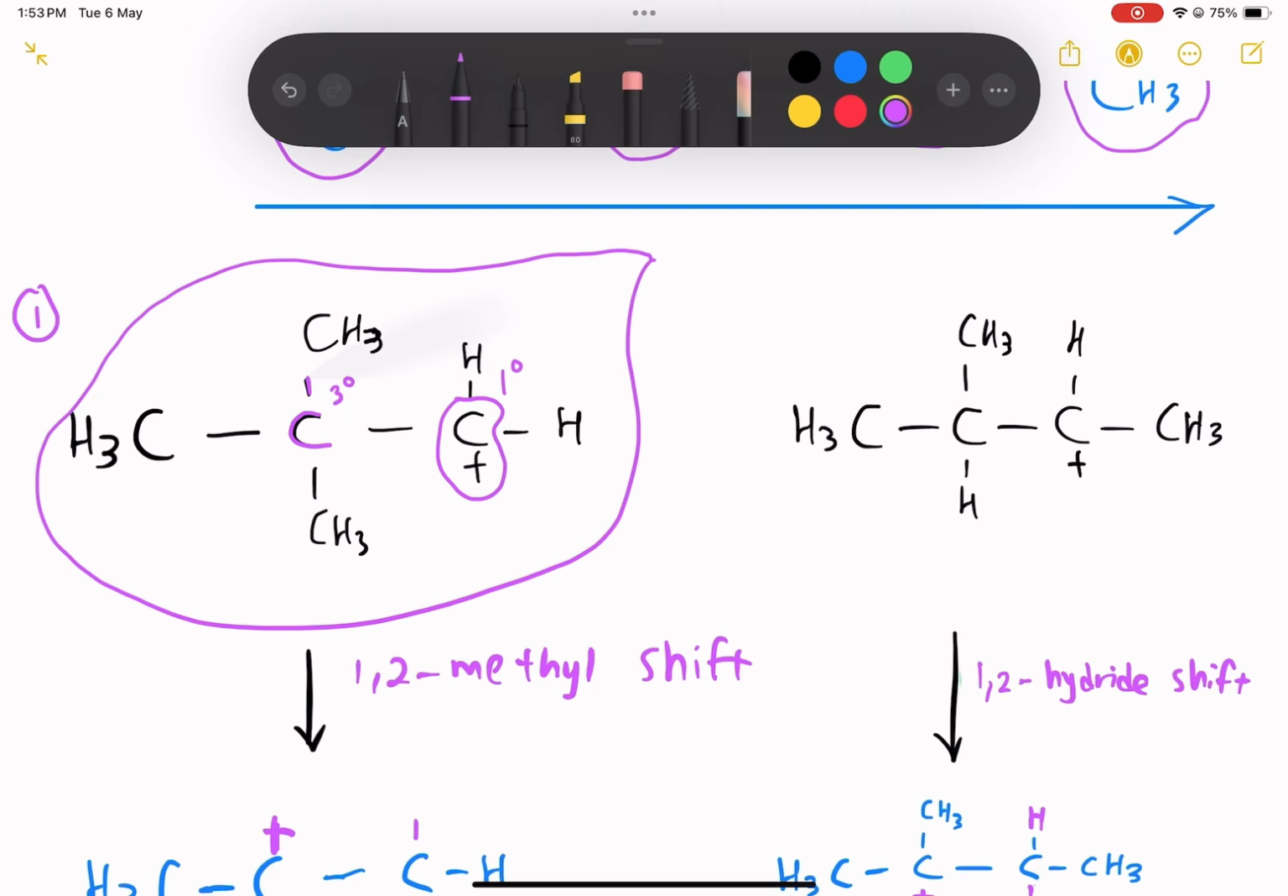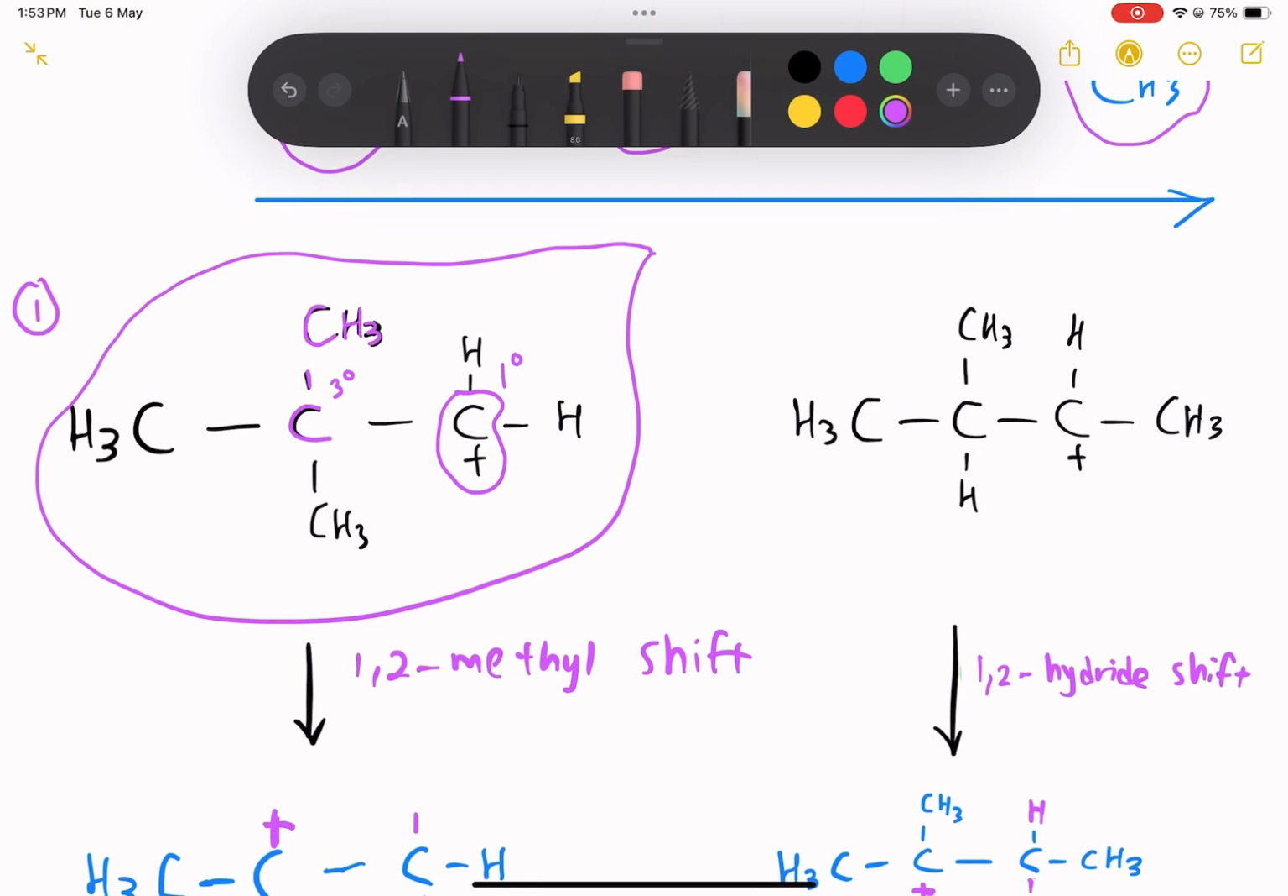When you look at the tertiary carbon, you may notice that it has 3 methyl groups attached to it. There is no possibility for 1,2 hydride shift to occur because there is no H that is directly attached to this C.